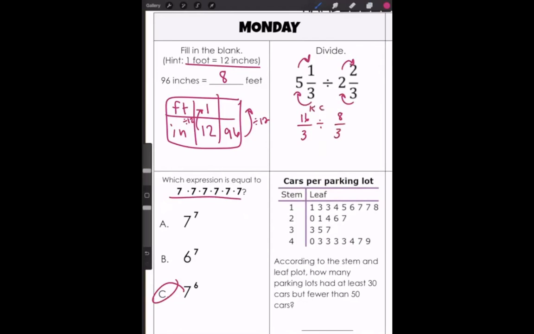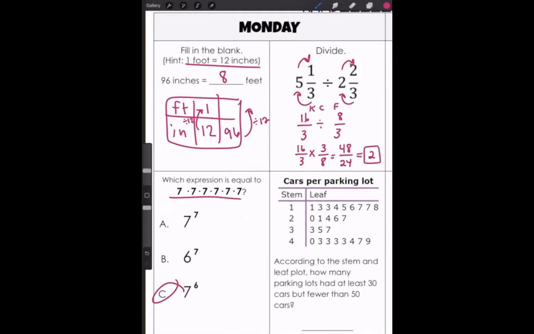Once I have done that, I can do keep, change, flip. So this is going to stay the same. This is going to change to multiplication, and this is going to flip to 3 over 8. 16 times 3 is 48, and 3 times 8 is 24. 48 divided by 24, you could simplify it, or you could just go ahead and divide, but it's going to come out to positive 2.